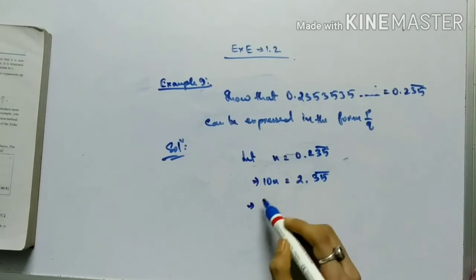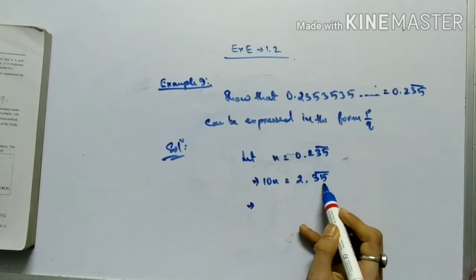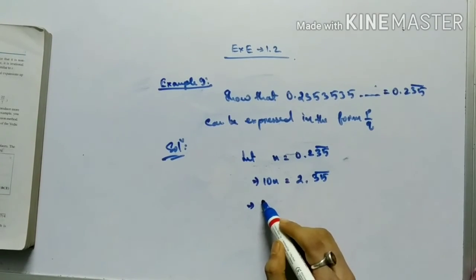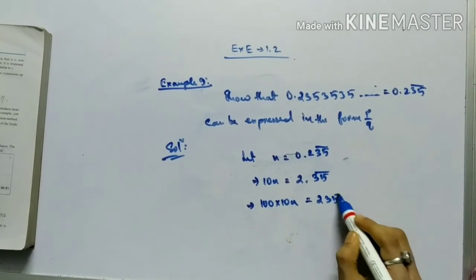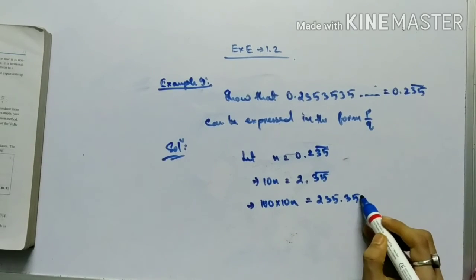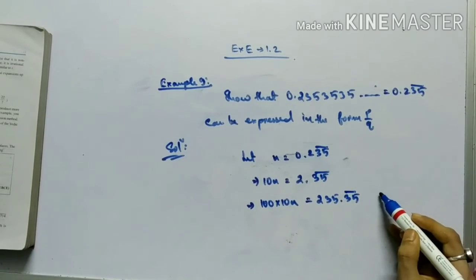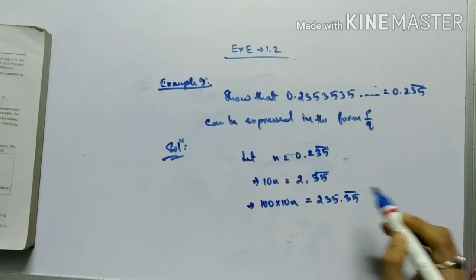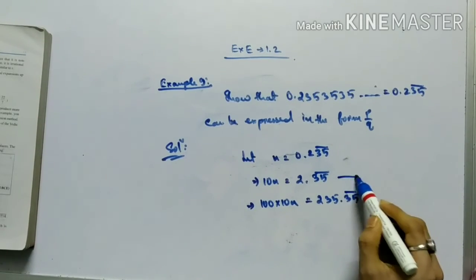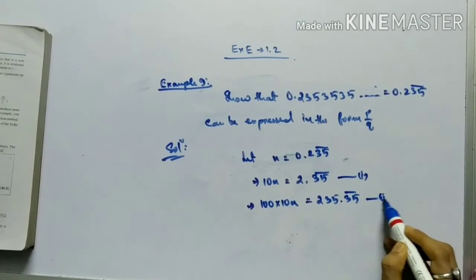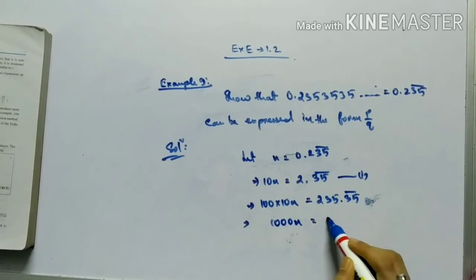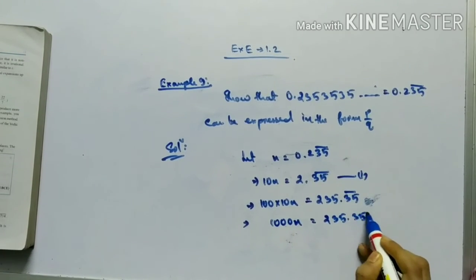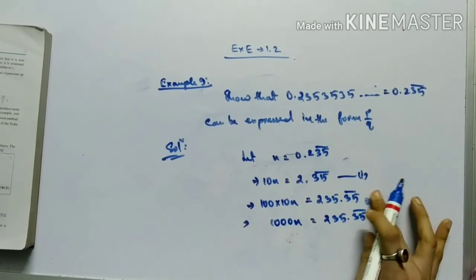Okay, now both sides I will multiply by 100. So 100 into 10x, that is 1000x, equals 235.35 bar. Here you see this is our equation 1 and this is our equation number 2: 1000x equals 235.35 bar.